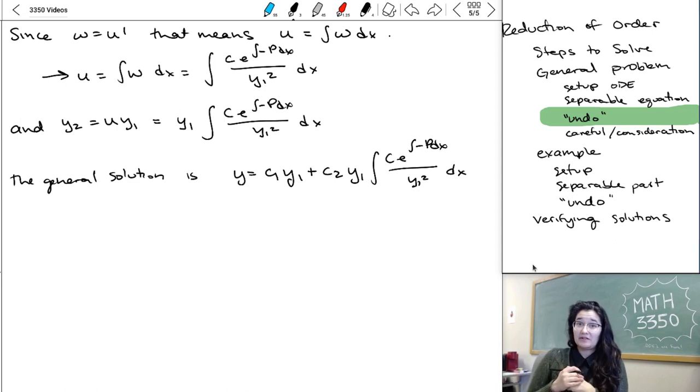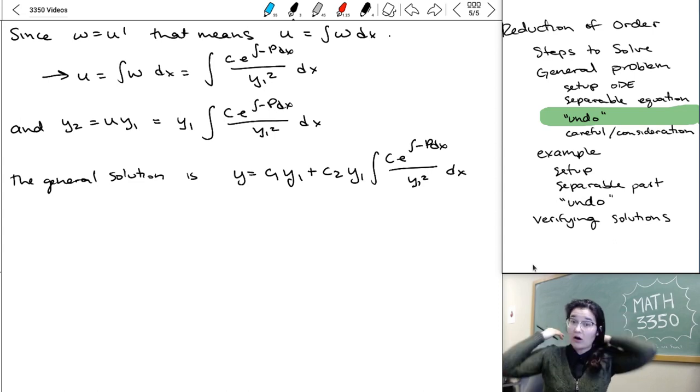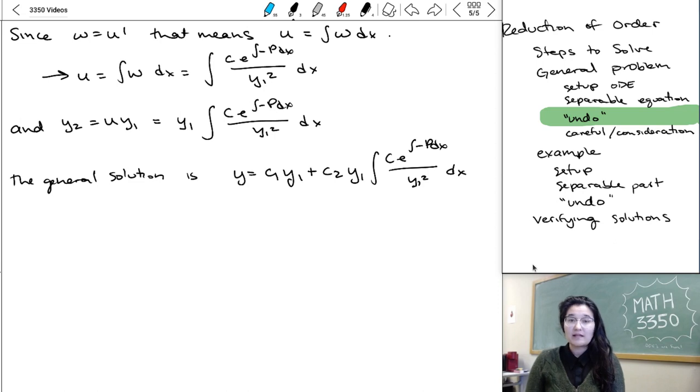And now we have finished this problem. So congratulations, you solved your first reduction of order problem. It is the hardest one you will ever have to do, and it's only going to get easier from here because we will never do the generic case again.